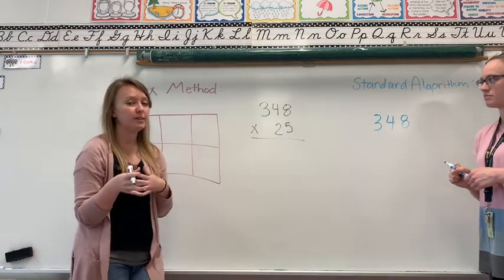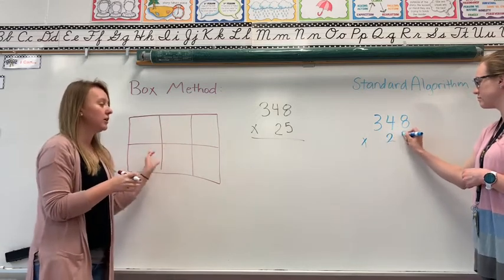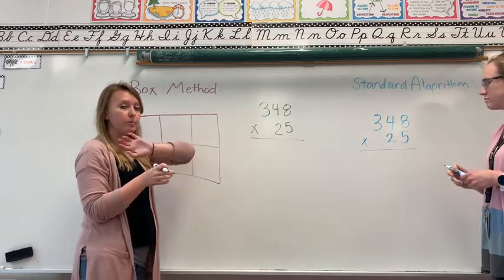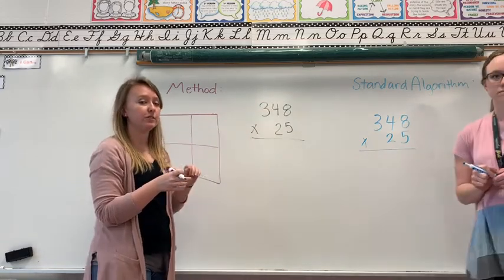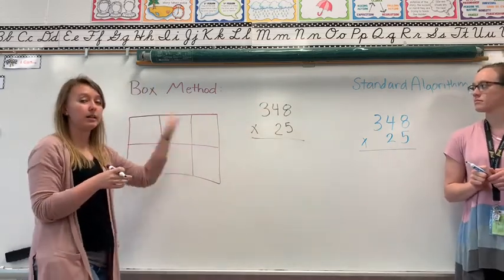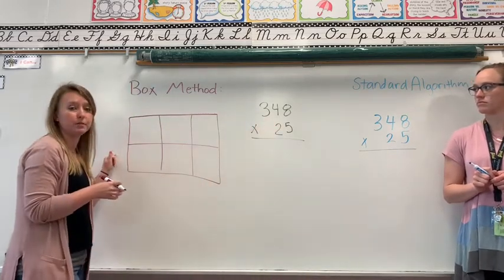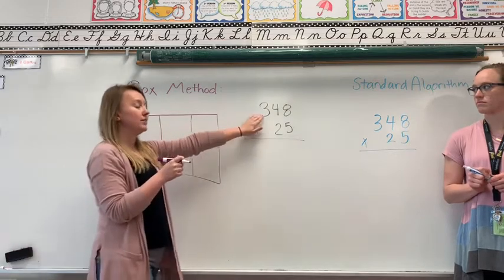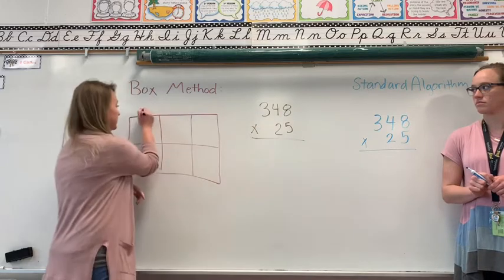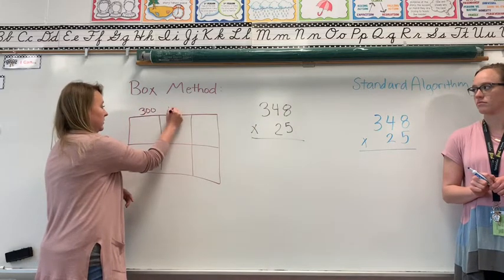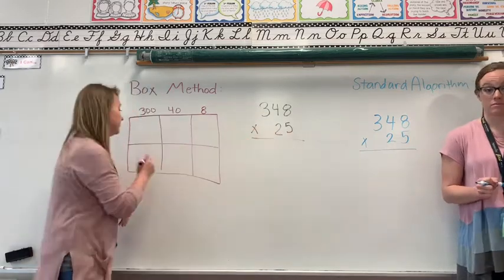So the first step in the box method is you need to set up your box so that you have enough spaces from each number in your problem. For my first number, I have 3 digits, so I'm going to make sure that I have 3 columns in my box. I have 2 digits in my second number, so I'm going to need 2 rows in my box. And then I can break these down using place values. So with 300, 40, and 8. And my second number would be 20 and 5.